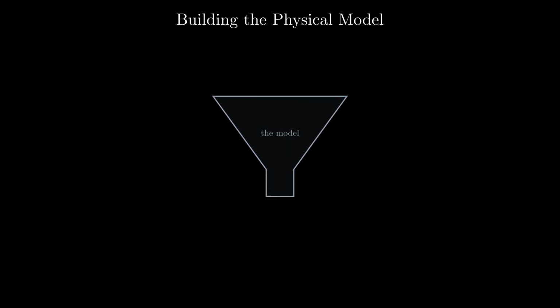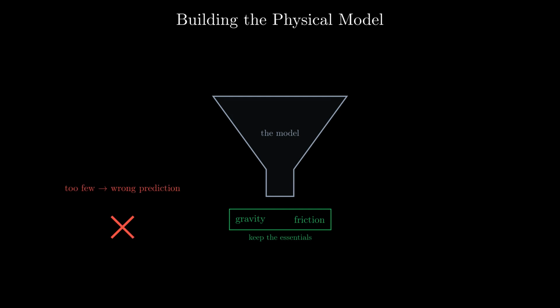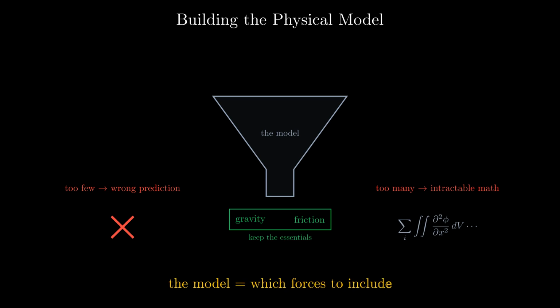Now the deepest challenge in all of mechanics. Writing down forces is easy once you know them. The real difficulty is building the physical model, deciding out of every conceivable influence which forces to actually include. Include too few and your prediction comes out wrong. Include too many and the mathematics becomes impossible. Good physics lives in that judgment, knowing what matters and what you can safely leave out.